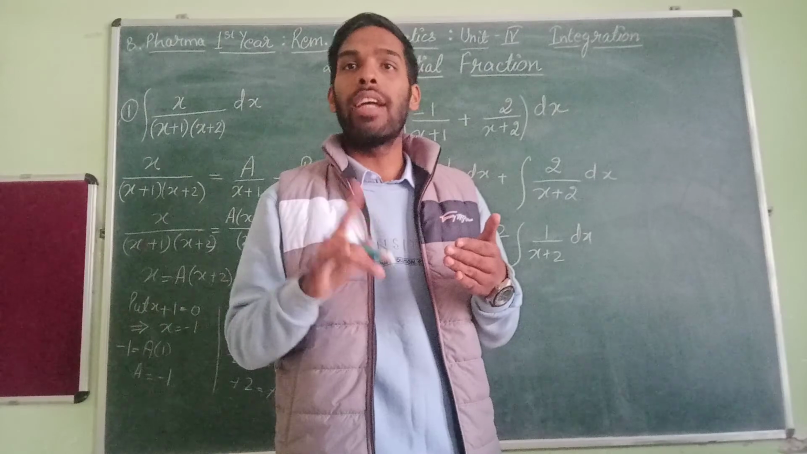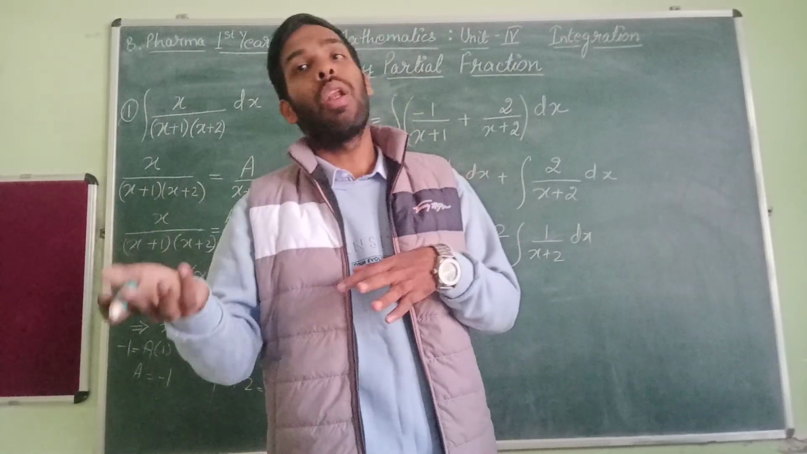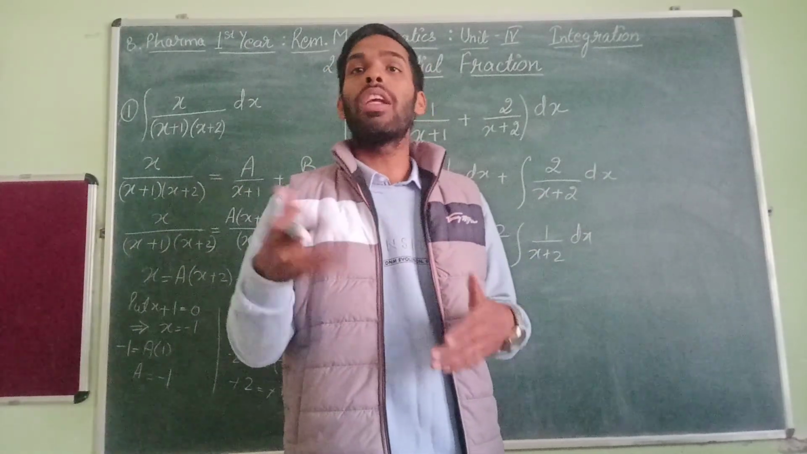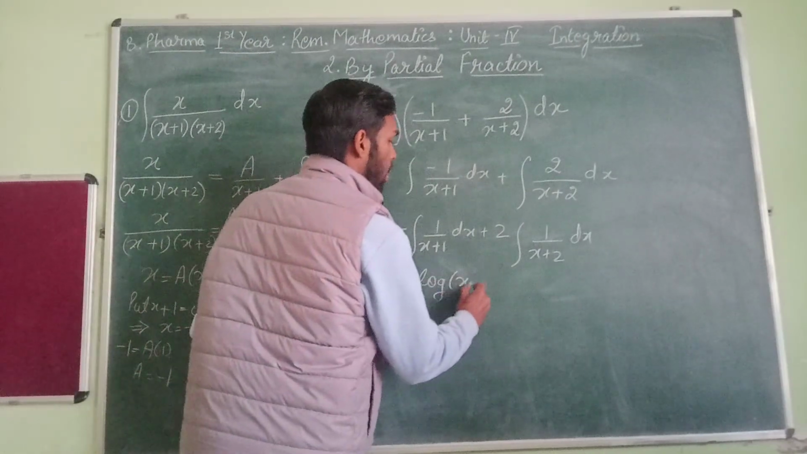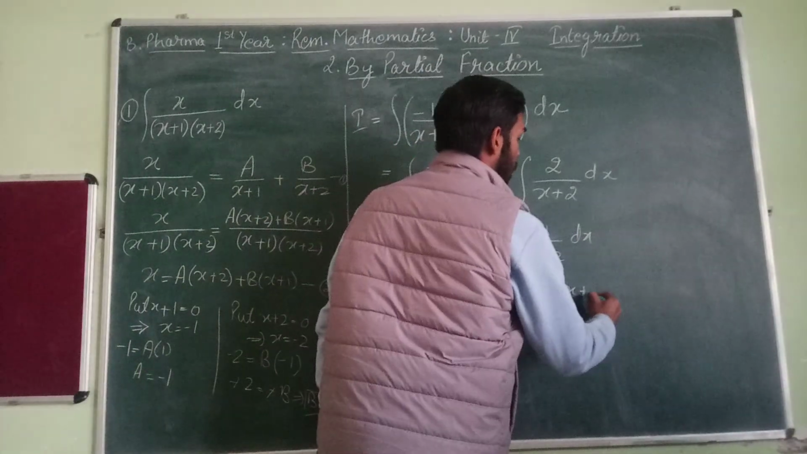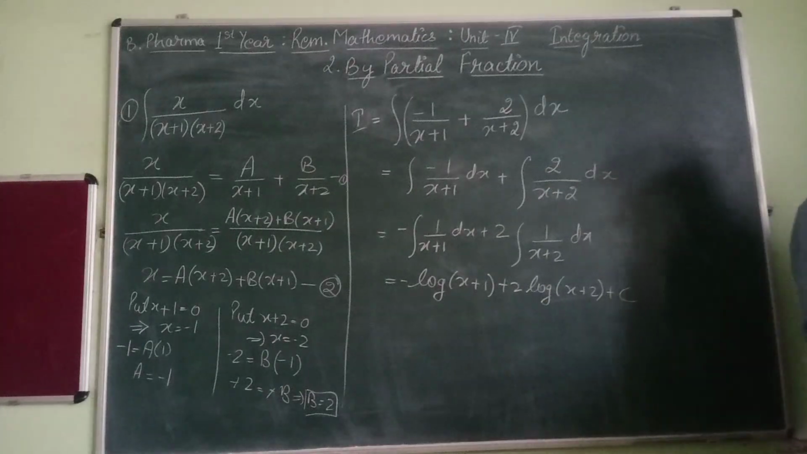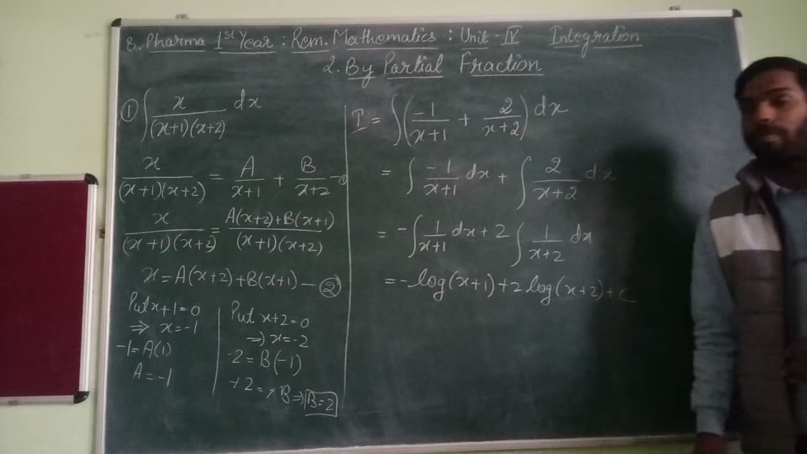What was the integration of 1 upon x? Log x. What was the integration of 1 upon t? Log t. So for 1 upon x plus 1 it is log x plus 1, for 1 upon x plus 2 it is log x plus 2, for 1 upon x plus 3 it is log x plus 3. So that is minus log of x plus 1 plus 2 log of x plus 2 plus c. This is the constant of integration. Okay, this is the answer of this question: minus log x plus 1 plus 2 log x plus 2 plus c.